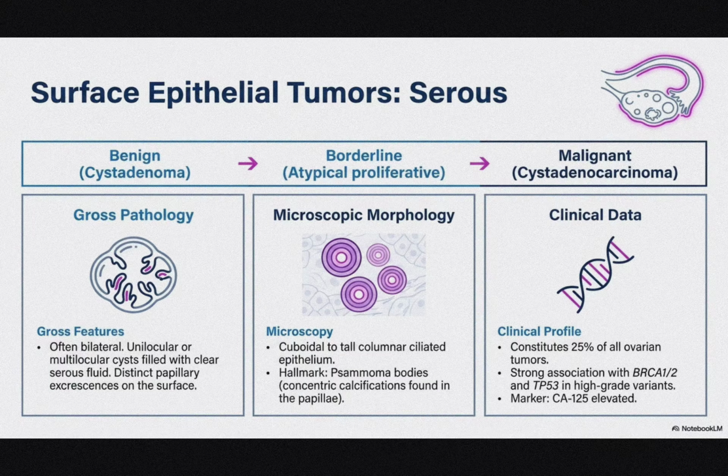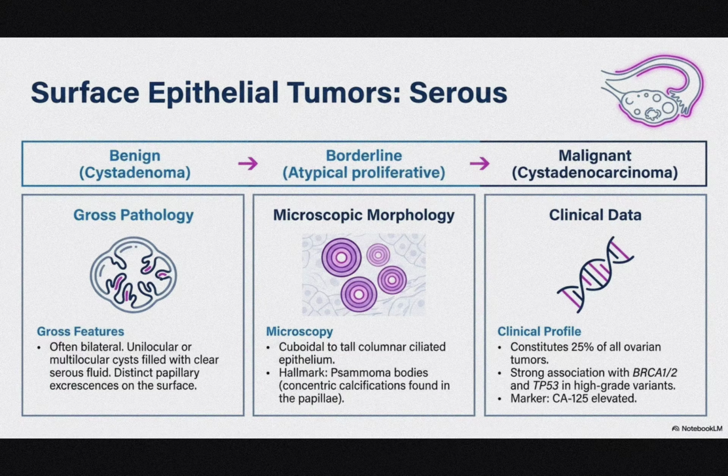In the gross pathology, we can find it is often bilateral. It is unilocular or multilocular cysts filled with clear serous fluid, with distinct papillary excrescences on the surfaces. About microscopic morphology, there is cuboidal to tall columnar ciliated epithelium. One of the hallmark features we can use microscopically to know whether it is a serous surface epithelial tumor is that we can find psammoma bodies. These are concentric calcifications which are found in the papillae.